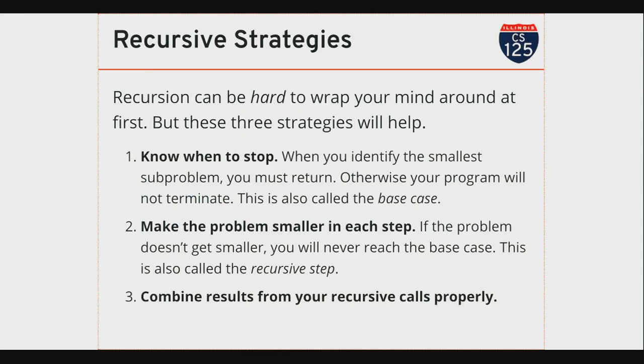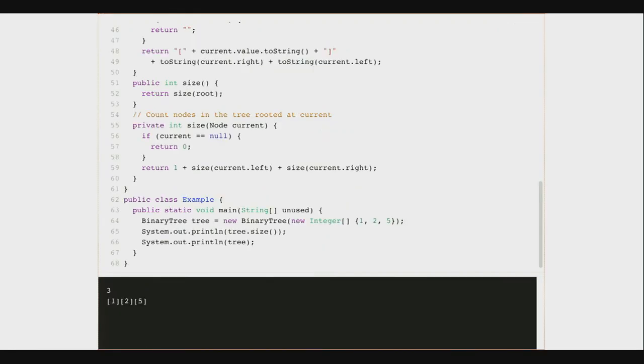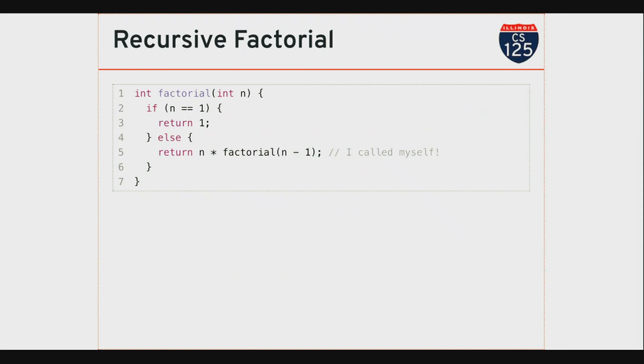And finally, figuring out how to combine the results together. So again, I've got one line here. That one line is doing two things. First of all, it's solving two smaller problems, the number of nodes in the left subtree and the number of nodes in the right subtree, and then it's combining the results together. It says the number of nodes in the tree rooted at me is the number of nodes in my left subtree plus the number of nodes in my right subtree plus one to count me. All right.